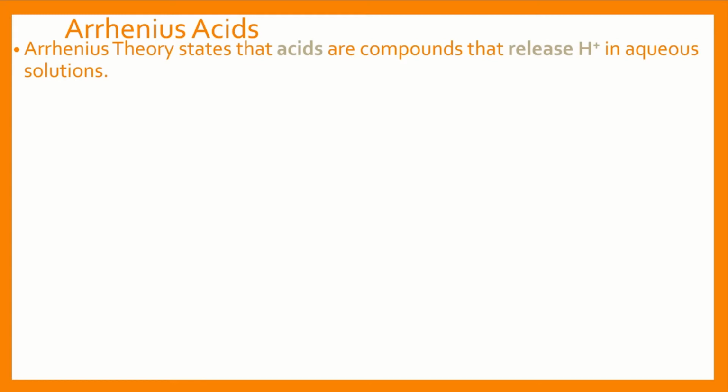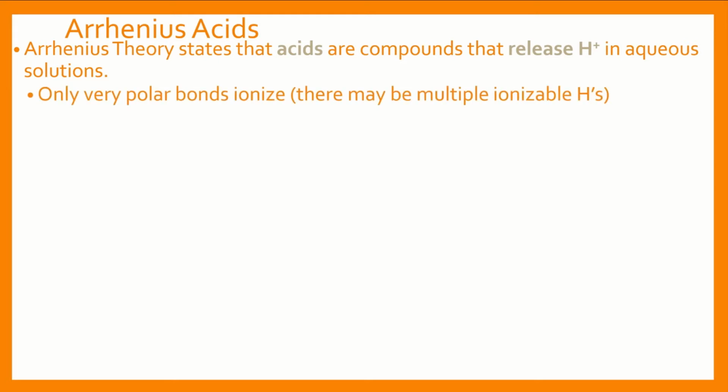The Arrhenius theory states that acids are compounds that release H plus ions in an aqueous solution. Again, that's what we looked at yesterday and in the last unit as well. Now, not everything is just going to drop a hydrogen. Only a very polar bond will ionize. But there may be multiple ionizable bonds, or H's.